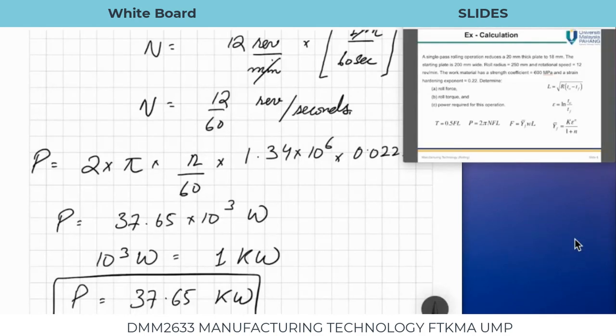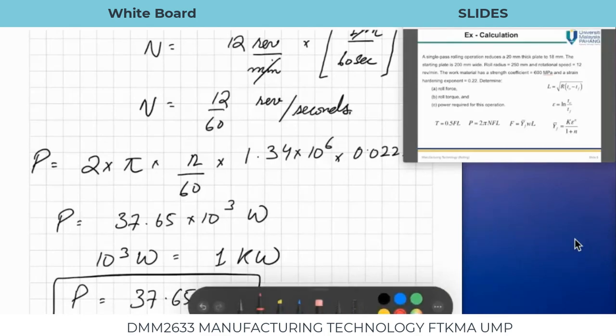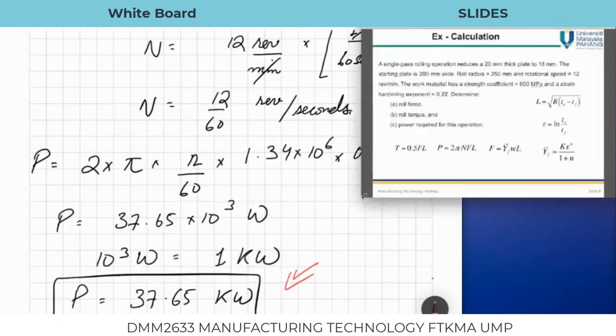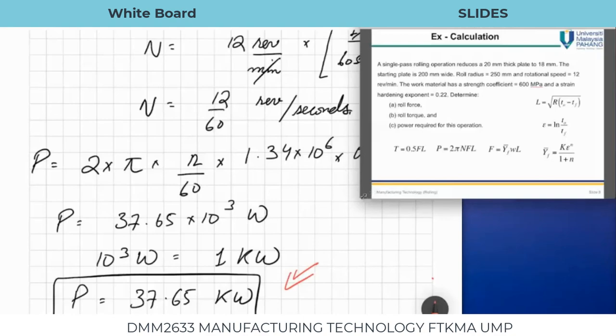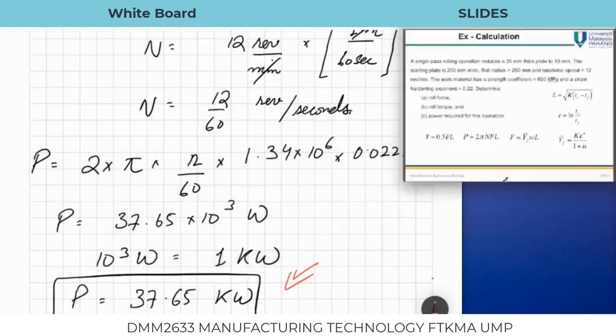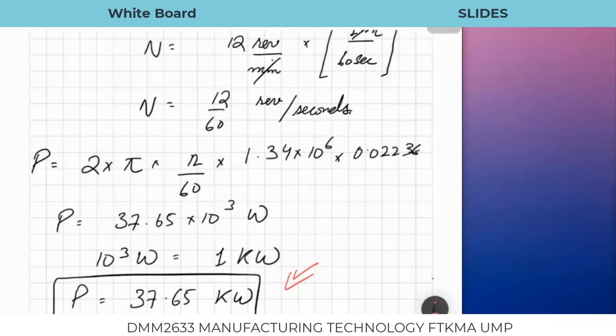So students, this is the answer. So power is determined, torque is determined, and force is determined. So these were the numericals for our rolling process, these two. I hope you guys can practice these two numericals very well, okay? And hopefully something similar might come in the exam using the similar format. So any questions, students, for today's class, then no problem. Otherwise, thank you for listening, and I will see you guys in the next class on Thursday afternoon.